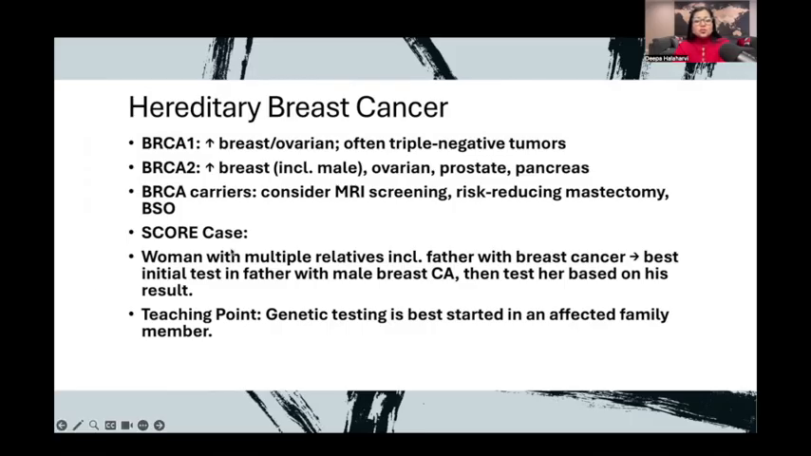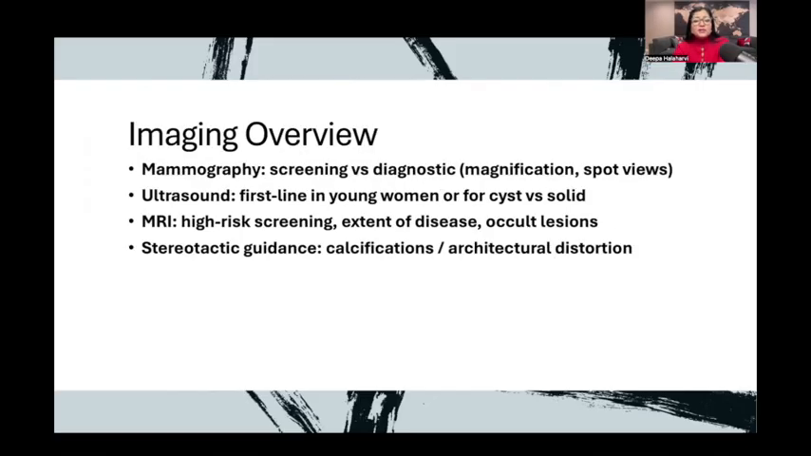The question on the SCORE: women with multiple relatives, including a father with breast cancer. The best person to test is the father with breast cancer. And if he's positive, then test the patient, the daughter, whoever presented. The teaching point is you always want to test the affected family member first.